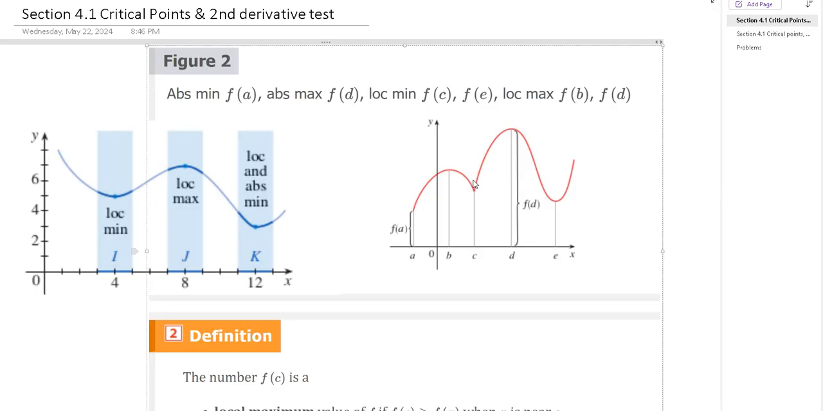Doesn't exist. Good. That's that corner point that I talked about last week. That is, you're going to fail to have a derivative if the function's not continuous, or if it has a corner point or a vertical tangent. In this case, we've got a corner point.